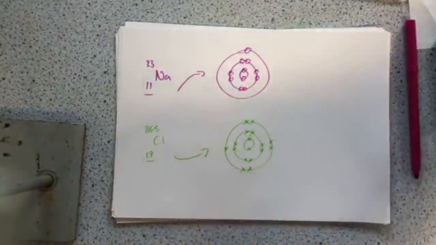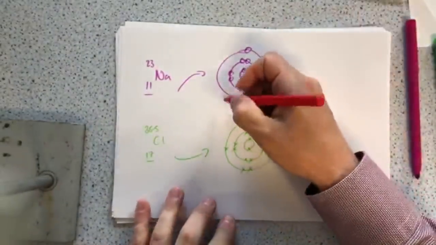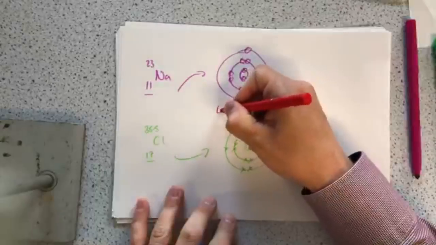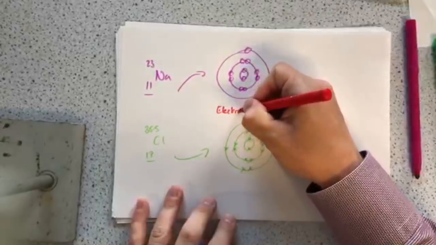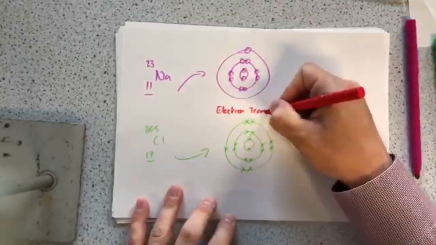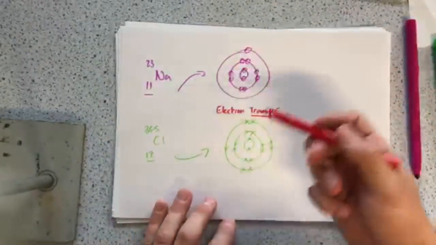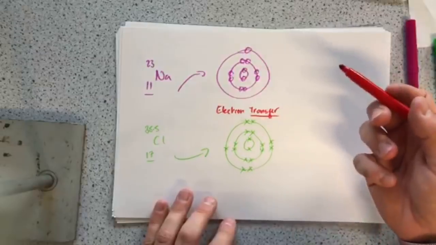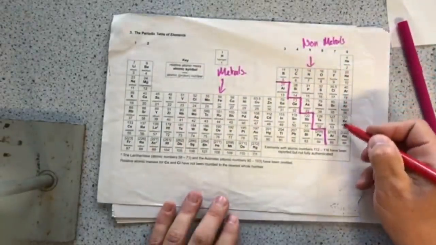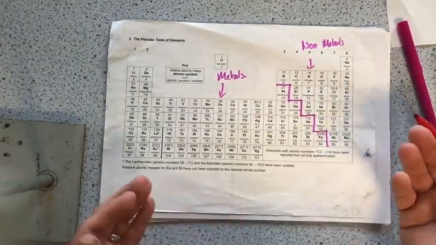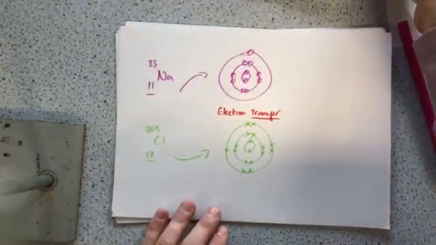Now, when these two materials react together, it involves something called electron transfer, and that's really important in ionic bonding. And that transfer literally means that the electron goes from one to another, and the aim is to get a full outer shell. Both these elements want to be like the group 0 elements, like Mr. Addy said. They've already got full outer shells, and that's the aim of these elements here.